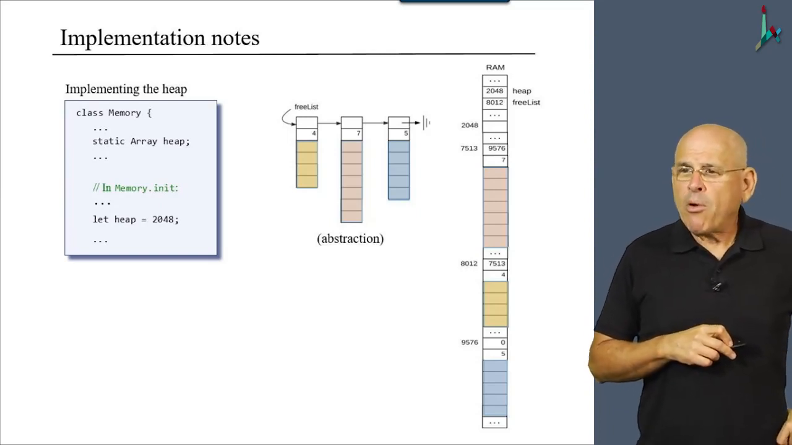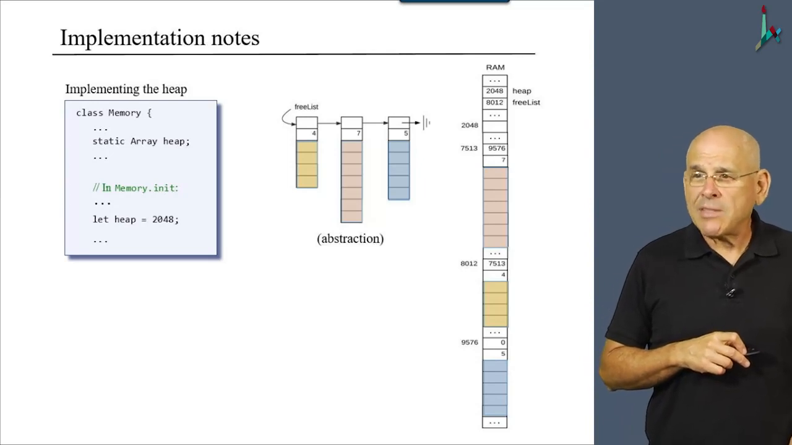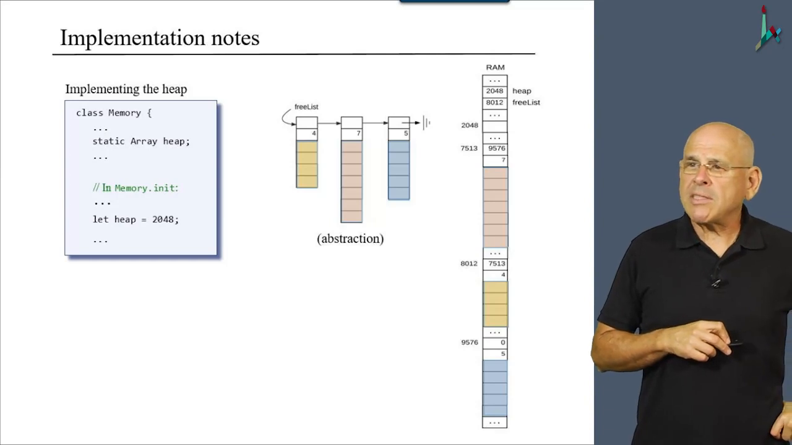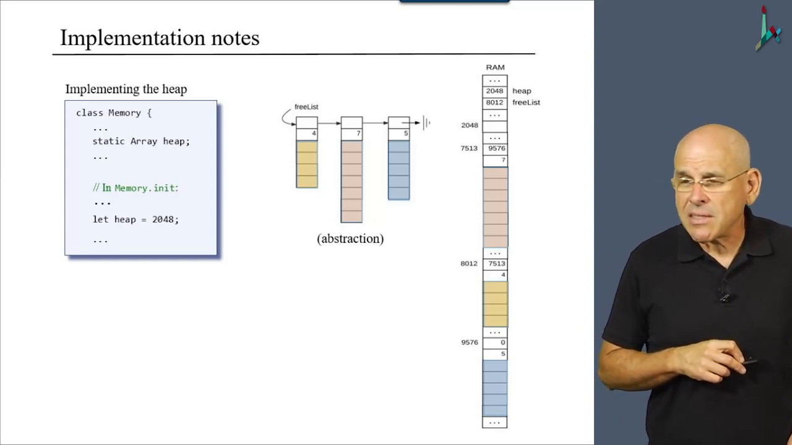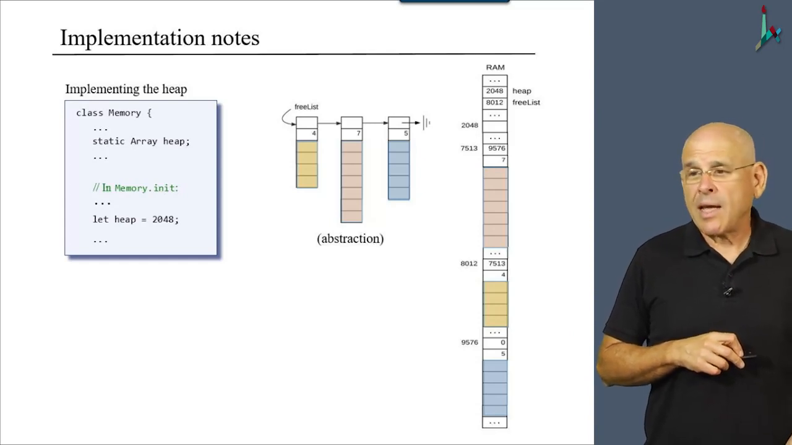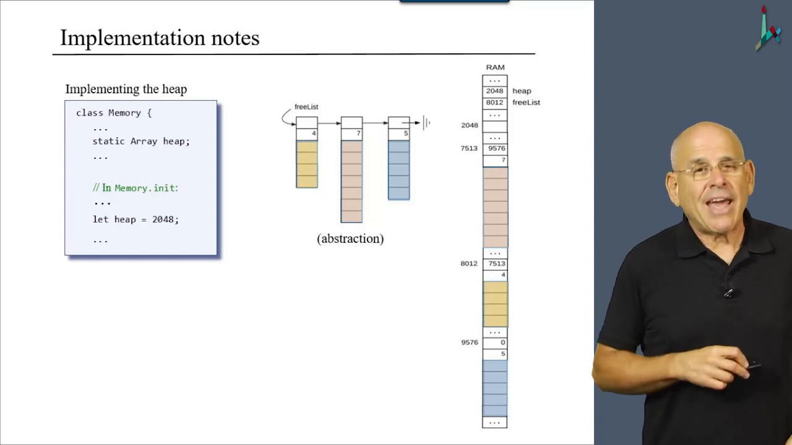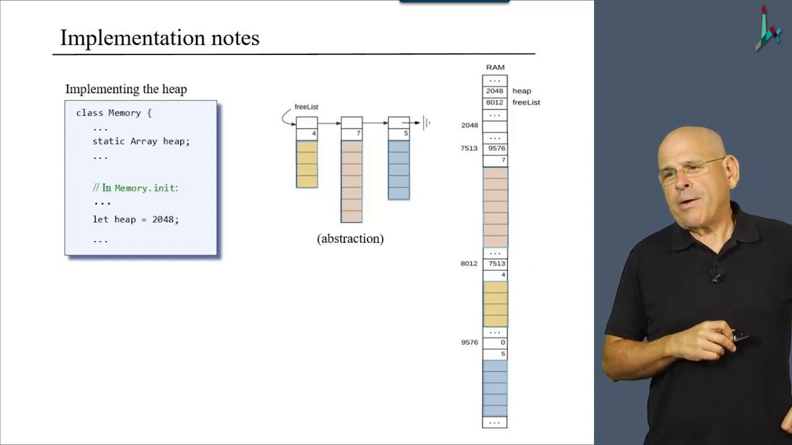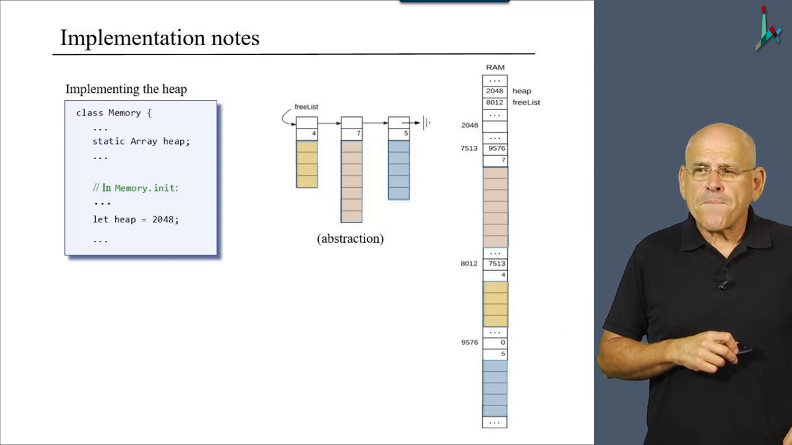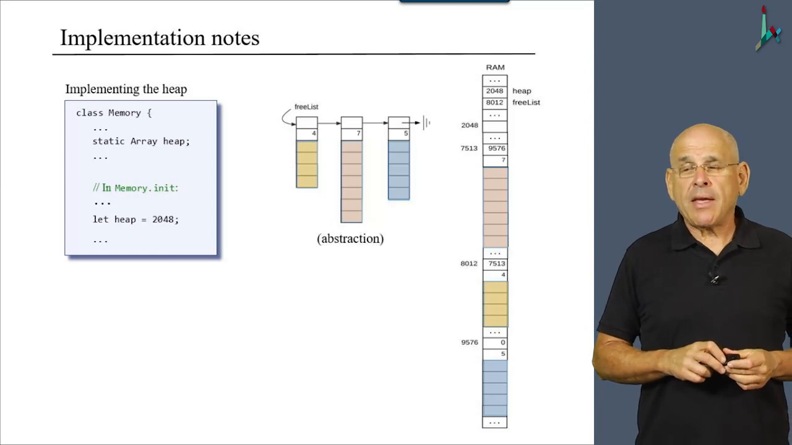And then this segment points at 7513. So that's where the pink segment starts. This segment points at 9576. That's where the blue segment starts, and the last one. And indeed, we see that this segment points at 0, which is the end of list value. So that's how the free list is implemented in memory.